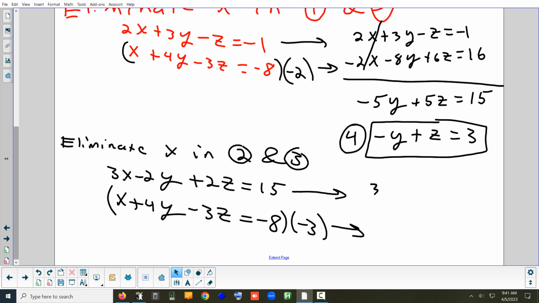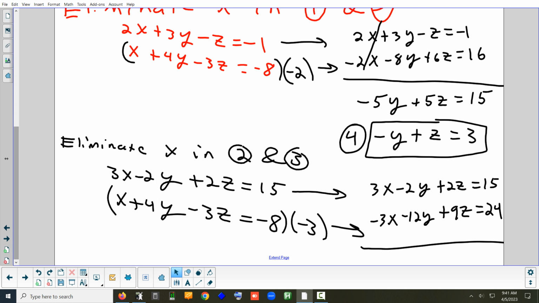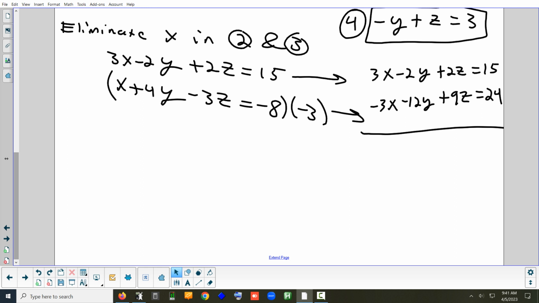All right, top stays the same. 3x minus 2y plus 2z equals 15. And Eli, what do I get when I multiply the bottom by -3? You get -3x, yep, and -12y, okay. And then plus 9z, yep. And then positive 24. Okay, let's add those up. And that's going to give me another equation with just y and z in it.